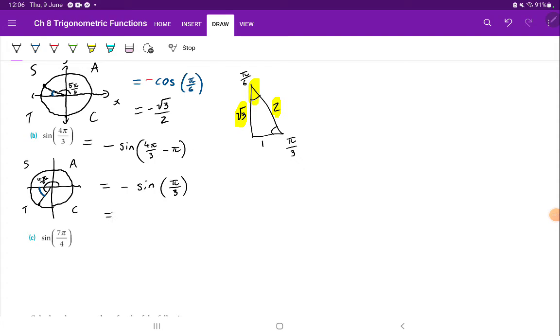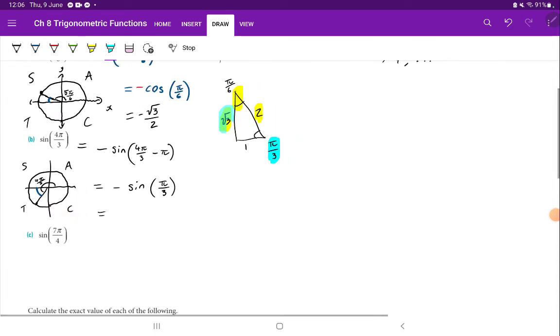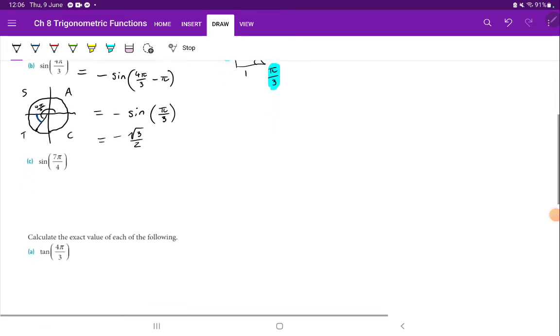Now, once again, we're using this triangle, but we're starting from the perspective of pi on 3 as our angle, and it's going to be opposite over hypotenuse, so it's going to be root 3 on 2. So it's also negative root 3 on 2.